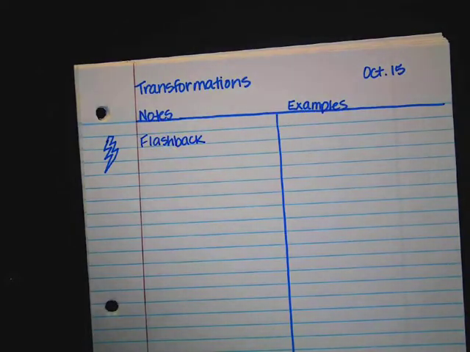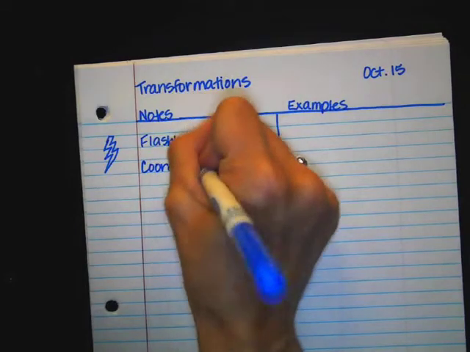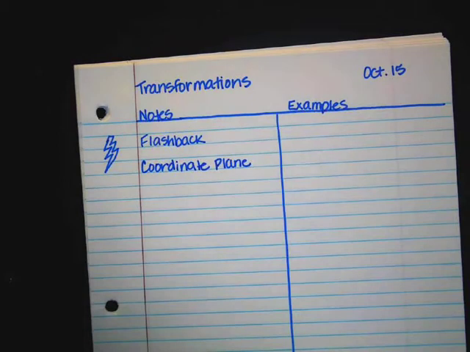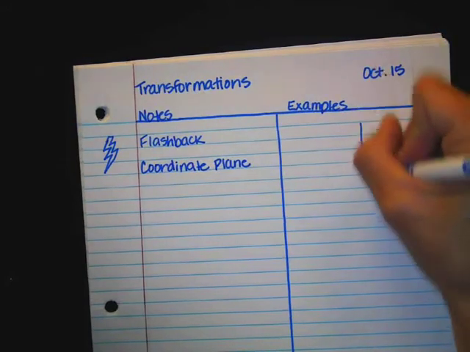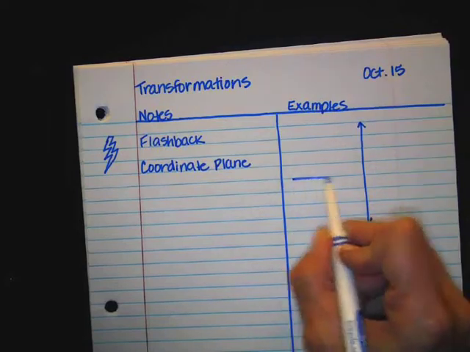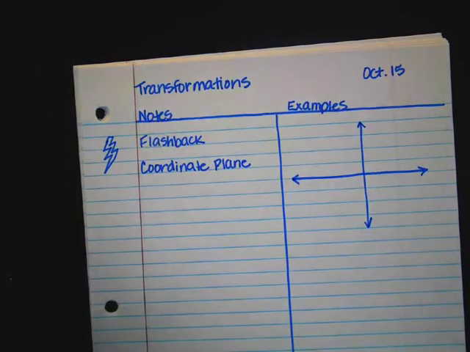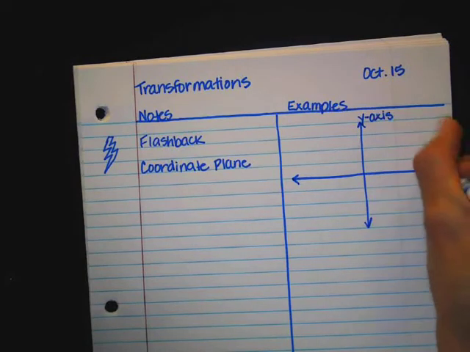Now, when we start working with transformations and we're looking at the math behind them, we are going to use the coordinate plane as our way to organize what's happening. Now, just to flash back here, we've got our coordinate plane, and I know you've done this before. We have our y-axis and our x-axis.